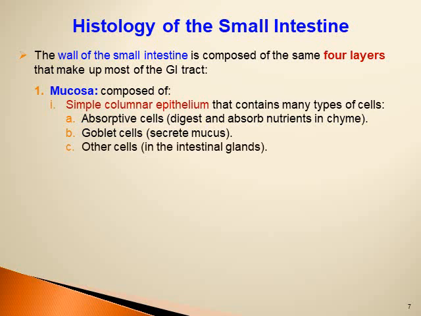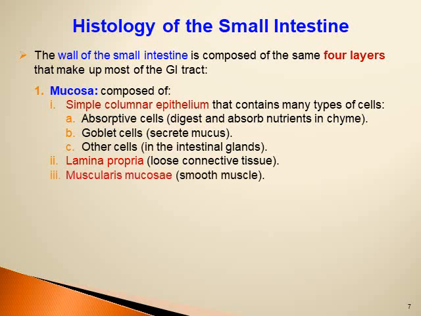Other cells are also present in the mucosa. These are the cells that line the intestinal glands, and we will talk about them in the next slides. The mucosa also is formed of the lamina propria, which is a loose connective tissue, and the muscularis mucosa, like the other parts of the alimentary canal.